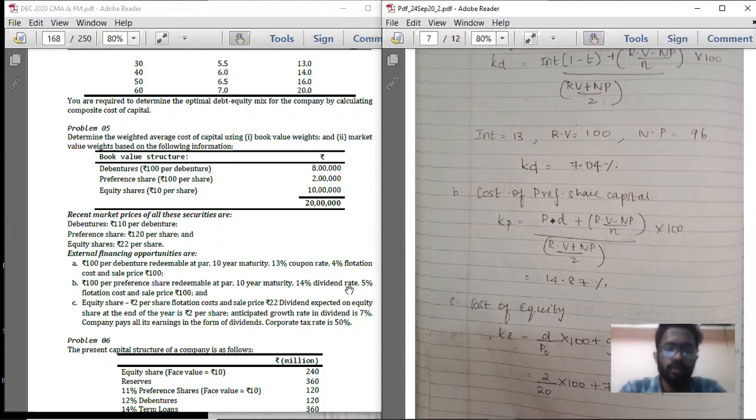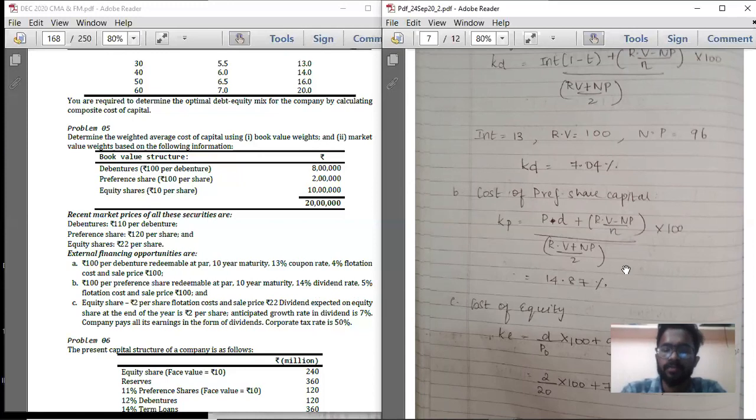Now take down the values one by one. What is the preference dividend? 14% on 100 rupees, that is 14. Below that, is equal to 14 plus, what is the redemption value? Redemption value is 100, redeemable at par. So 100, open a bracket, 100 minus what is the net profits? 100 minus 5 rupees, that is 5%. So 5 rupees, so 95. 100 minus 5 divided by 10, because 10 year maturity.